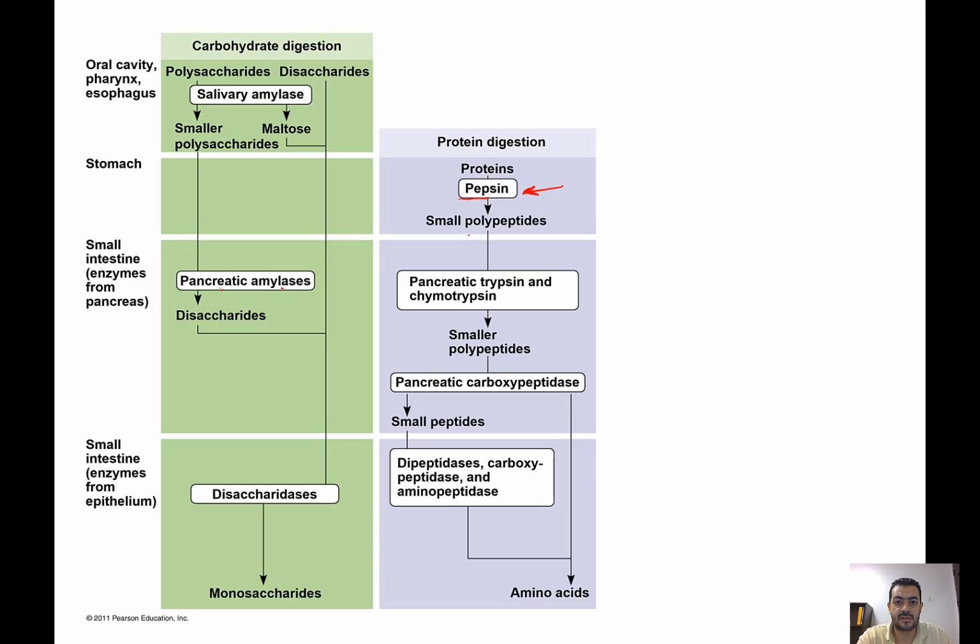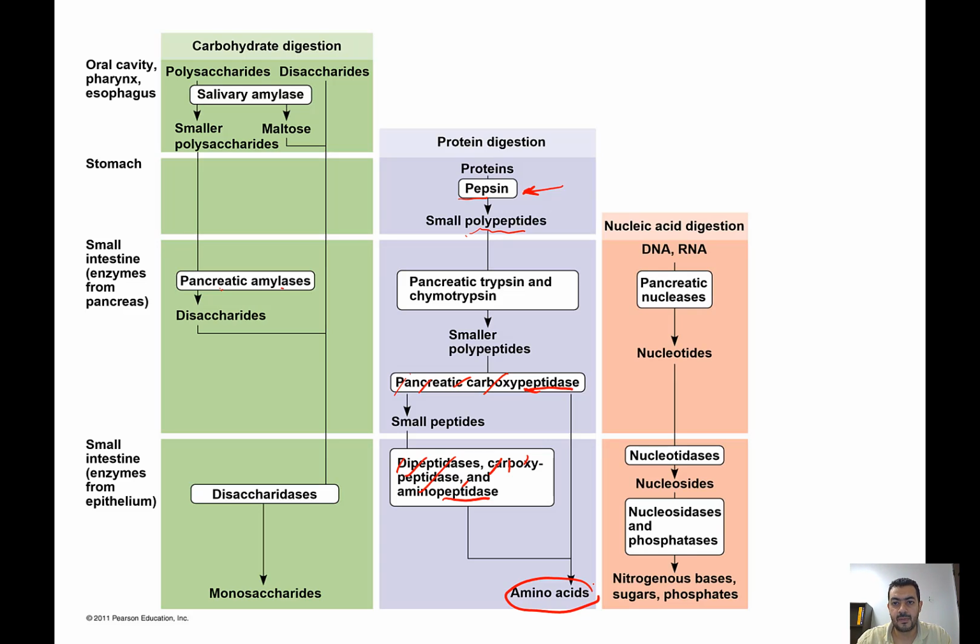Then the small polypeptides resulting from this digestion will be passed to the small intestine, where we have additional peptidases. Let's just call them peptidases without going into details. We will have different peptidases which will continue the digestion till we finally get the amino acids, the end result. Moving on, the digestion of nucleic acids.